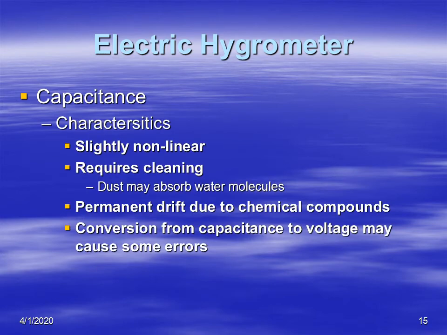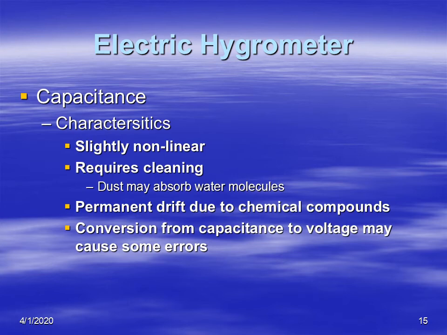So here are some characteristics of electric hygrometers that are actually used, the ones that have capacitance type devices. They are slightly nonlinear. We didn't really see that in that chart before, but in some parts that is slightly nonlinear. These devices also, since the polymer is exposed to the atmosphere, tend to get dusty, and dust, believe it or not, absorbs water differently than the polymer does. So they need to be cleaned.